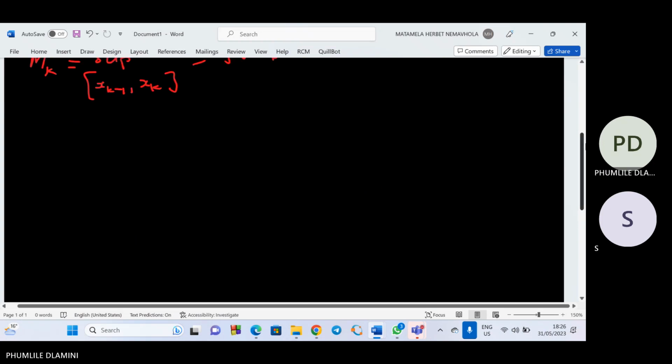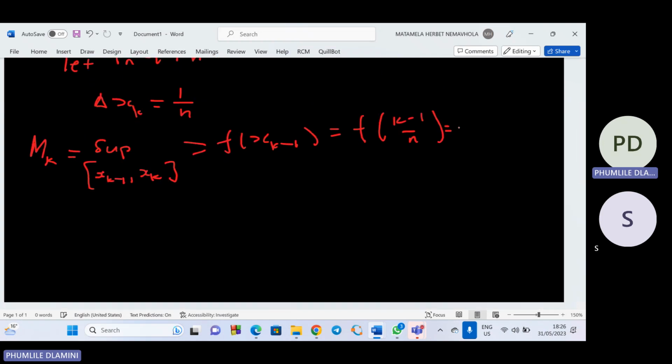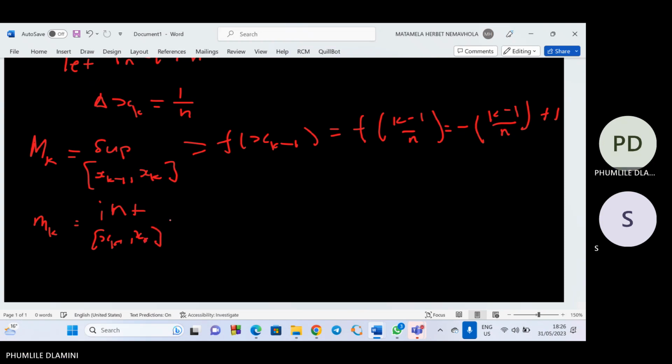Then k minus 1 over n. Then we can just rewrite it as, we substitute in this value, it is going to be minus k minus 1 over n plus 1 in our function f of x. mk, small letter, for the infimum of the same interval xk minus 1 to xk, is going to be equal to f of xk, which is equal to f of k over n, which is equal to minus k over n plus 1.